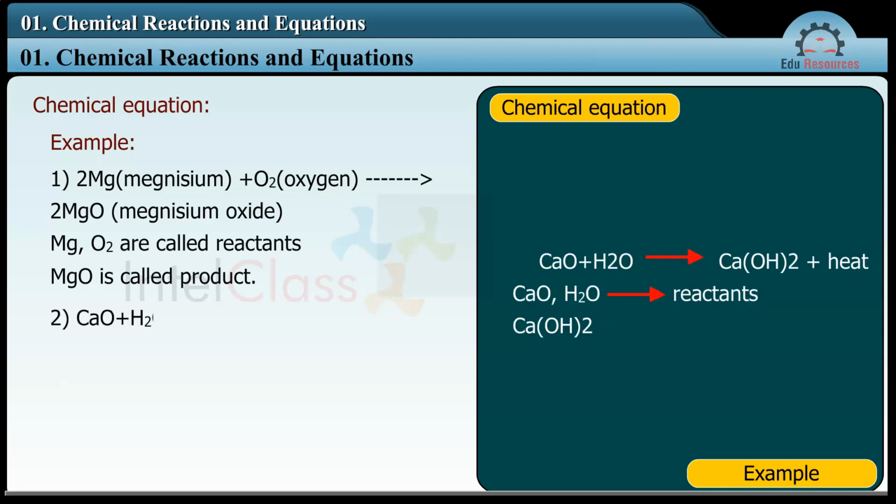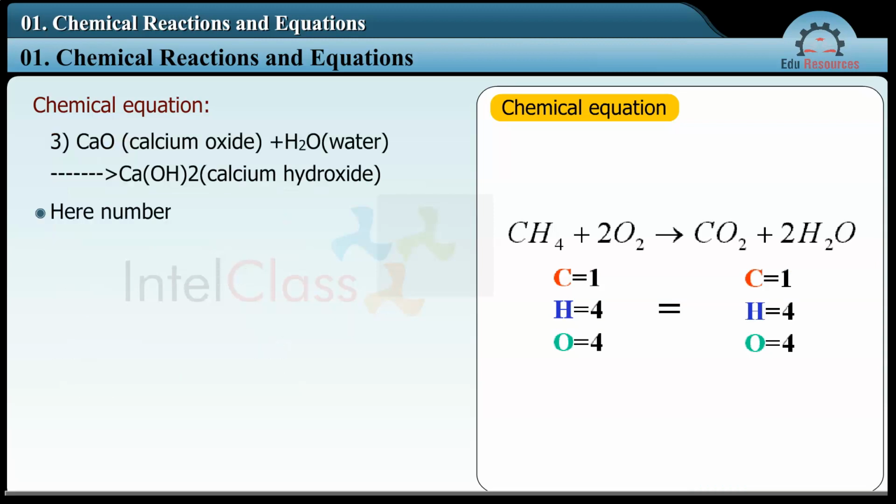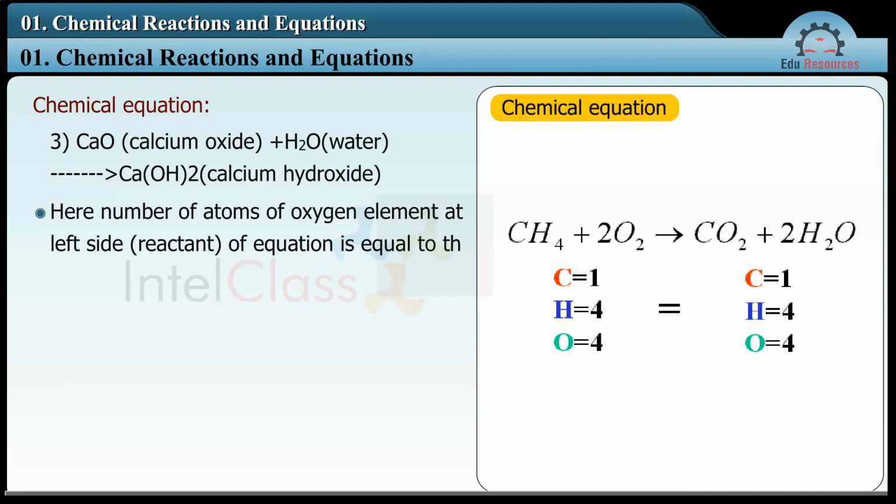2. CaO plus H2O gives rise to Ca(OH)2 plus heat. CaO and H2O are the reactants and Ca(OH)2 is the product. Here, the number of atoms of each element on the left side, the reactants, is equal to that on the right hand side, the products, of the chemical equation. This is called a balanced equation.